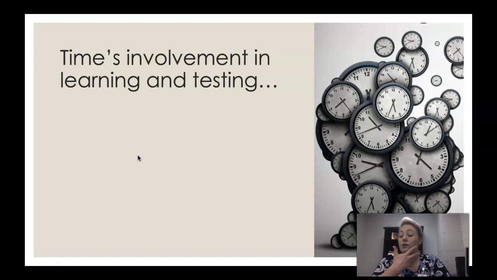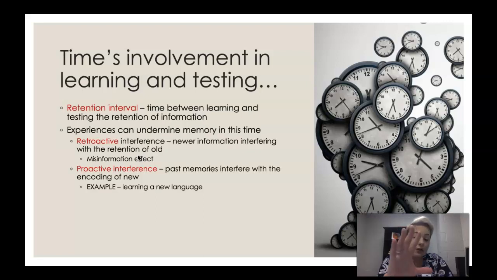Now, time. Time is going to have a lot of involvement in learning and testing. So, the retention interval, because with longer spans of time between learning and testing, there are all these things that can come in and affect how you learn. A retention interval is the time between learning and testing the retention of information. So remember, interval just refers to any amount of time. Experiences can undermine our memory.